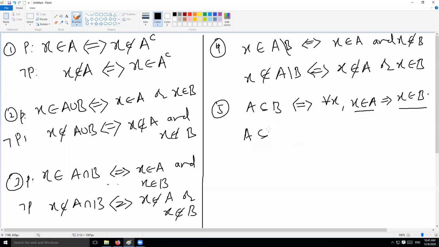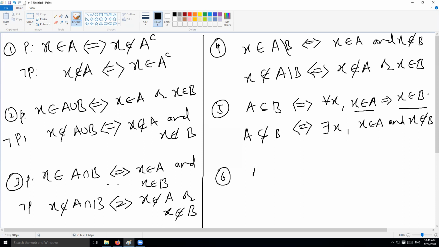What would be the meaning of A is not a subset of B? What you need to do is negate this statement. And what would be the negation of it? The negation of it is going to be there is some X which is in A and that X is not in B. So if you have an element which is in A and that is not in B, then you're going to say that A is not a subset of B actually.